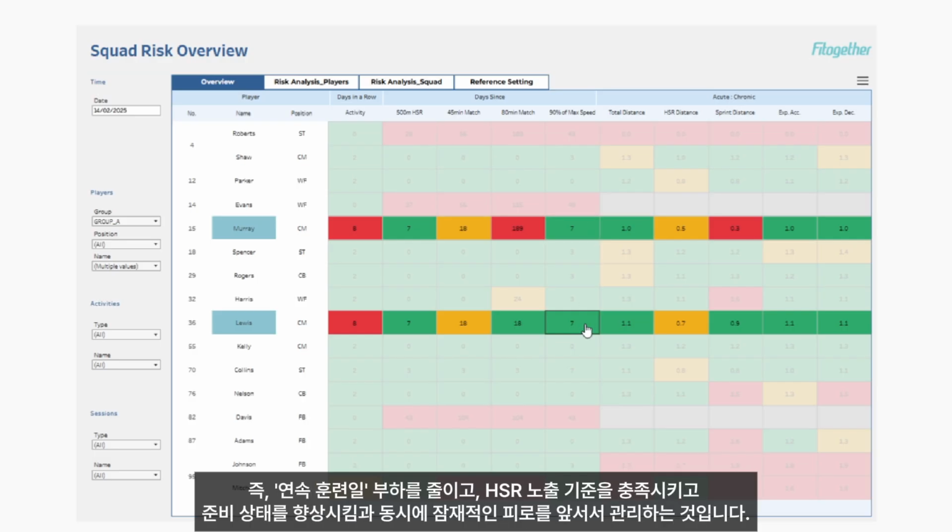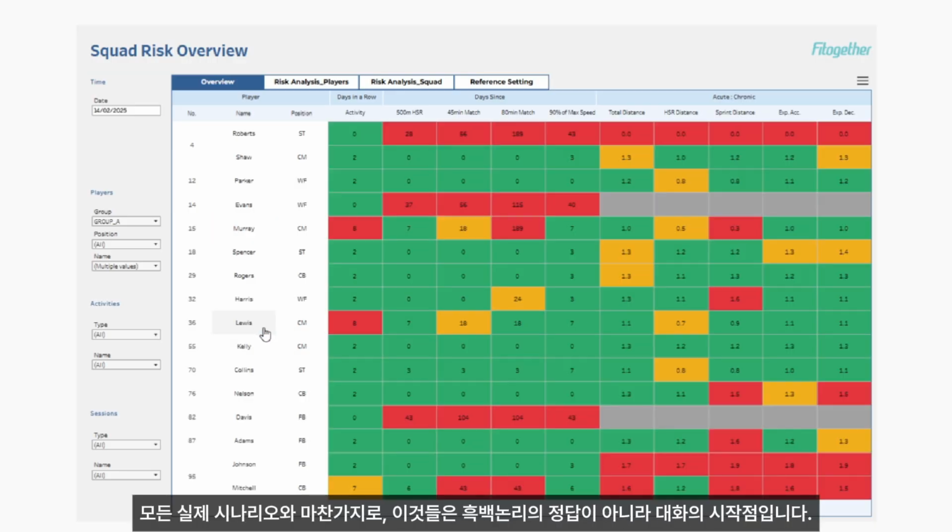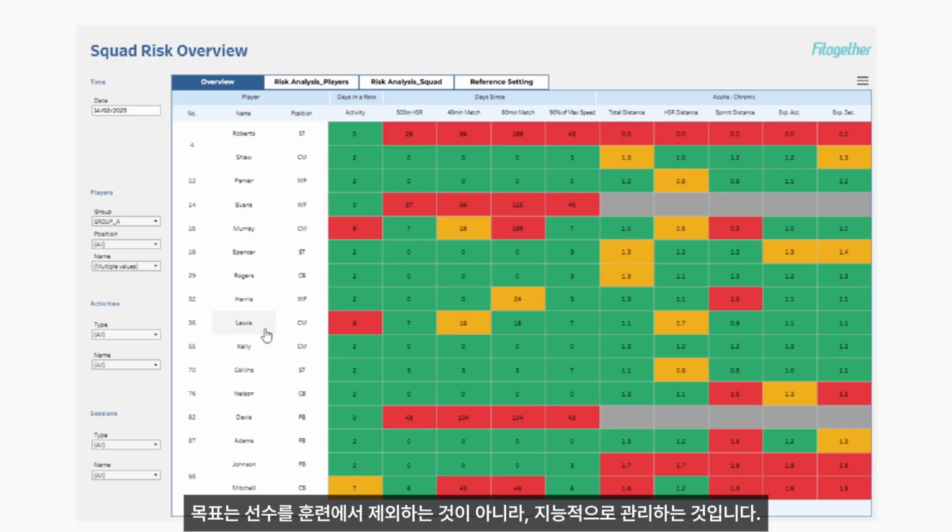In other words, you've reduced the days in a row load, ticked off their high-speed exposure and improved readiness, all while staying ahead of potential fatigue. Like all real-world scenarios, these aren't black and white answers, they're conversation starters. The aim isn't to remove players from training, it's to manage them intelligently.